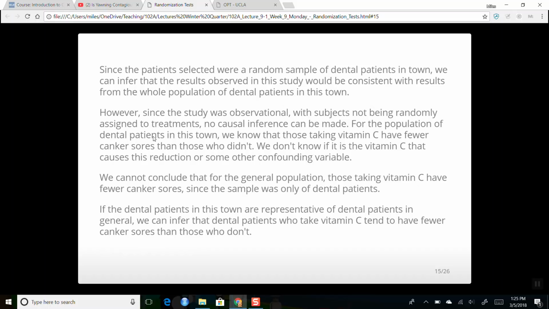If dental patients in this town are representative of dental patients in general, then we might be able to expand this to all dental patients. But if not, that would be a bad assumption, right? So when you read a study and it says, we did this study in, I don't know, the state of Ohio or the state of Iowa, you have to ask, does this state look like the entire country? Maybe, maybe not. I don't know.